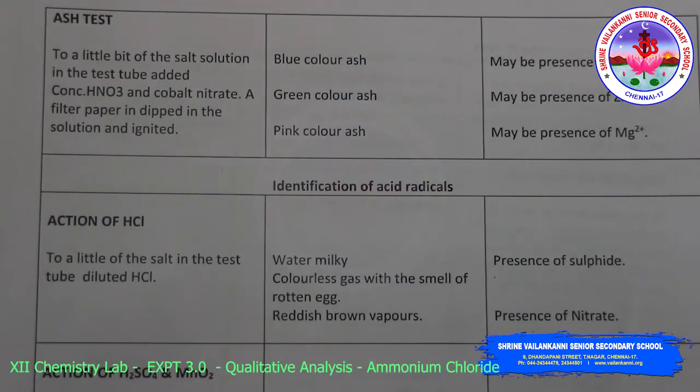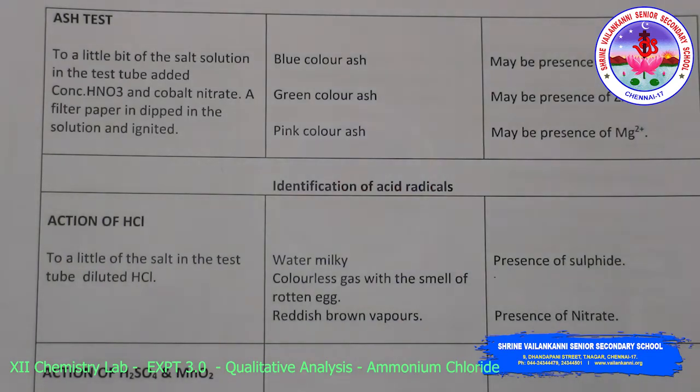Next, the ash test. Take a little amount of salt solution and add concentrated nitric acid and cobalt nitrate solution. A filter paper is dipped in the solution and ignited. The observation: blue color ash may indicate the presence of aluminum, green color ash may indicate zinc, and pink color ash may indicate magnesium.